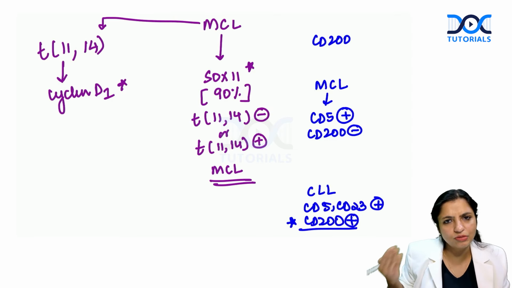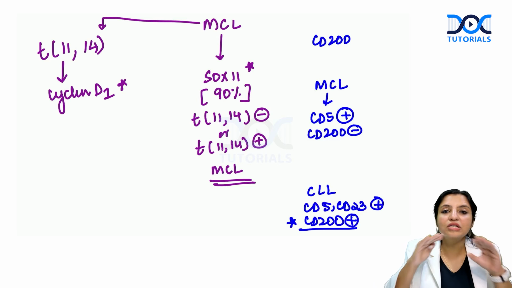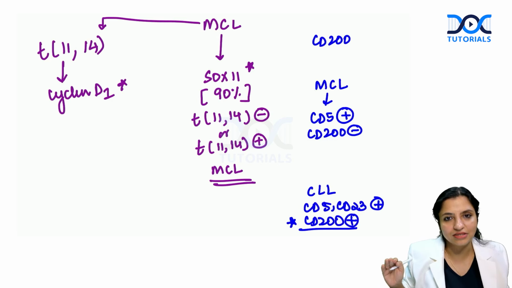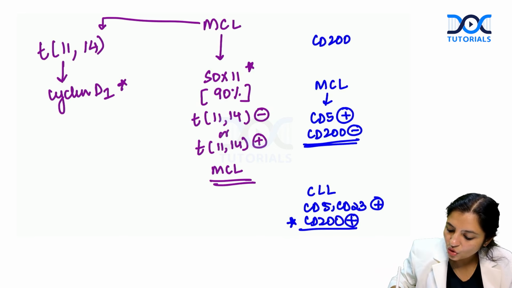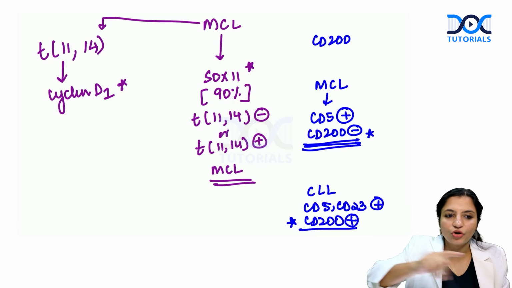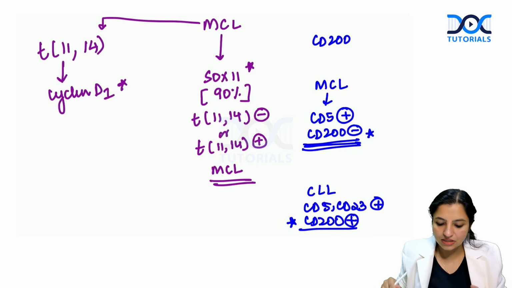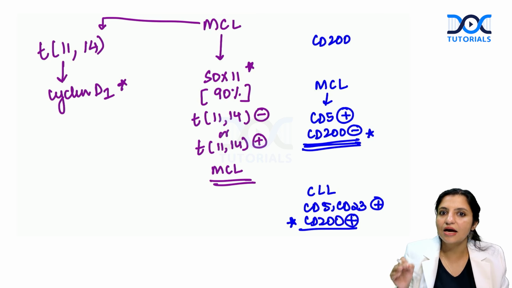Apart from that, it can also be positive in other leukemias like hairy cell leukemia, but it is always, always, always negative in mantle cell lymphoma. So its negativity is more important. Its negativity is seen in mantle cell lymphoma. That is one point which everybody should be super duper clear with. Okay, understood? So that is this question. It was a tricky question, but yes, I hope you understand it.